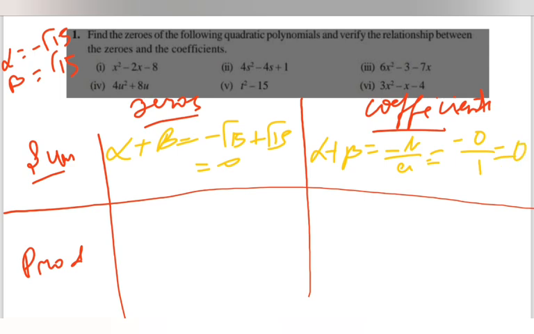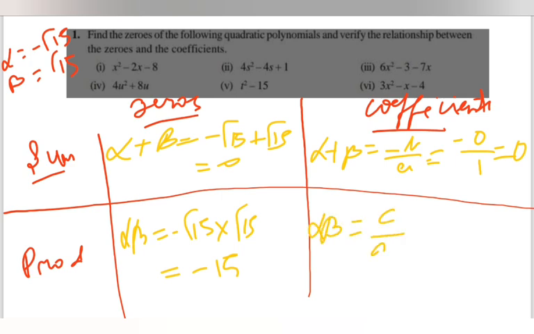The sum is satisfied. If we take the product, alpha and beta is minus root 15 into root 15, that will be equal to minus 15. So root into root will be cancelled, and minus 15. Again there is a formula for product, c by a. Here c is minus 15 and a is 1. So minus 15, hence satisfied. So the first sum is over. Let's go to the second sum.